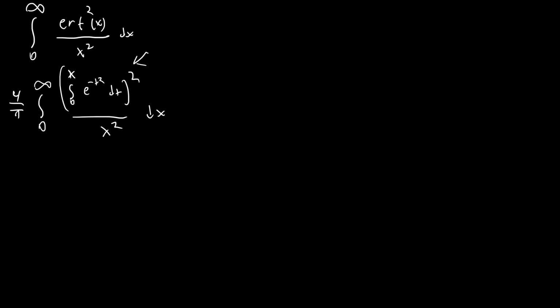So what we're going to do instead is integration by parts to make this a little bit easier to deal with. We're going to integrate 1 over x squared, and we're going to differentiate this nasty integral squared. So we're going to get 4 over pi times the integral from 0 to x of e to the negative t squared dt, squared, over negative 1 over x, evaluated at infinity and at 0.